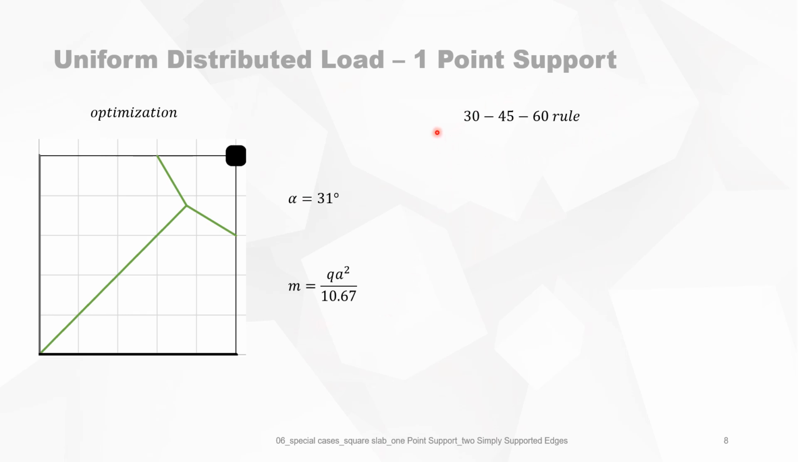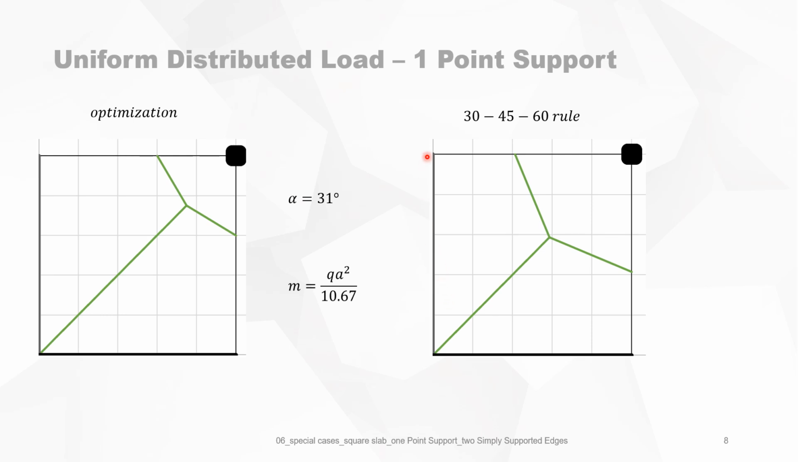When you use the 30, 45, 60 rule, because this is simply supported and this is simply supported, then you take 45 degrees, which is the same as here because of the symmetry. Then on this side, when you have an axis of rotation like this and an axis of rotation like that, you should take half of it. So that means alpha is half of 45 degrees. You end up with this position of the yield lines. And the bending moment that you calculate with this kind of yield line is then qL squared over 11.2.